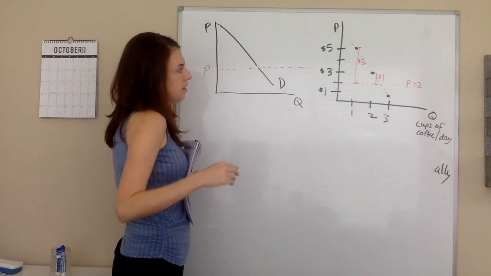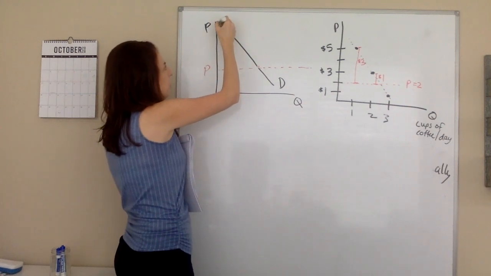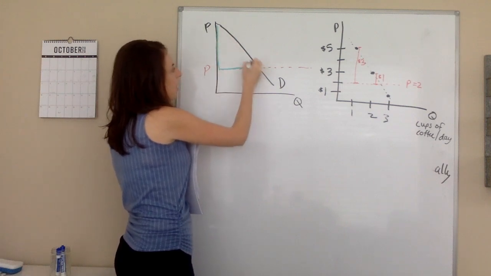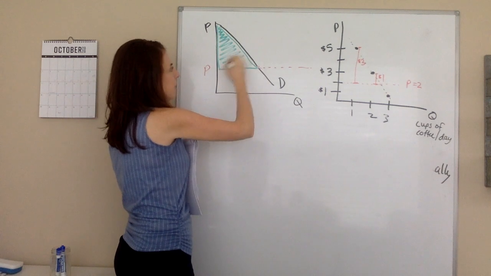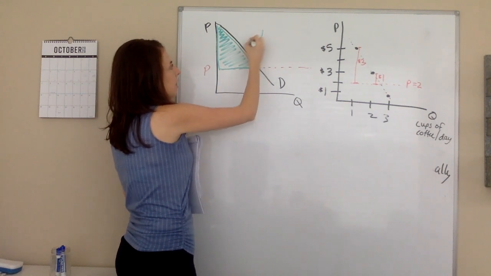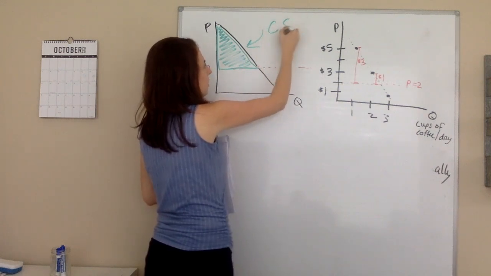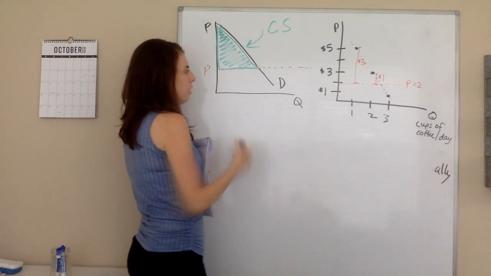So if you do this in a really thorough and iterative process, then what you're effectively doing is finding the area of the triangle that exists underneath the demand curve but above the price. So the area of this triangle is going to be equivalent to the amount of consumer surplus that exists in the market. One helpful hint.